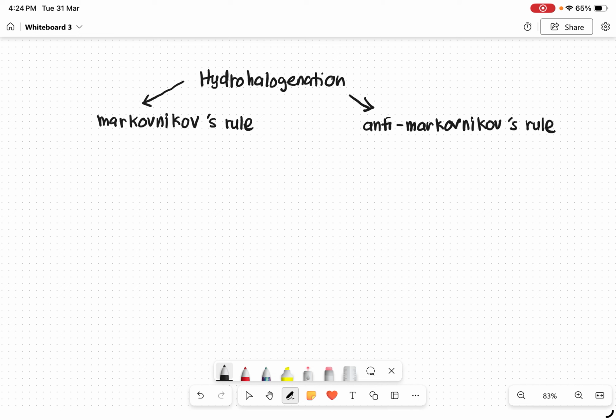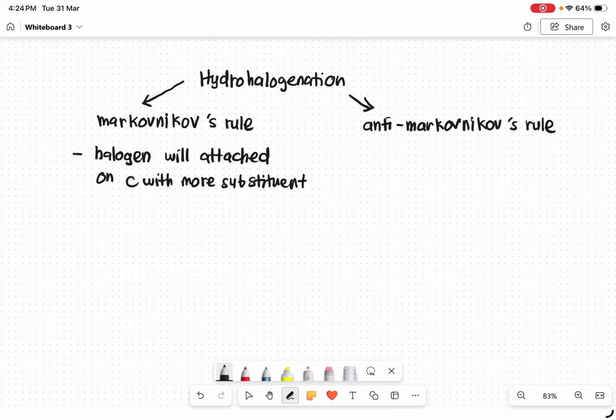So what is the difference? In the product formed, the halogen attaches on the carbon with more substituent. So we call it Markovnikov's rule.